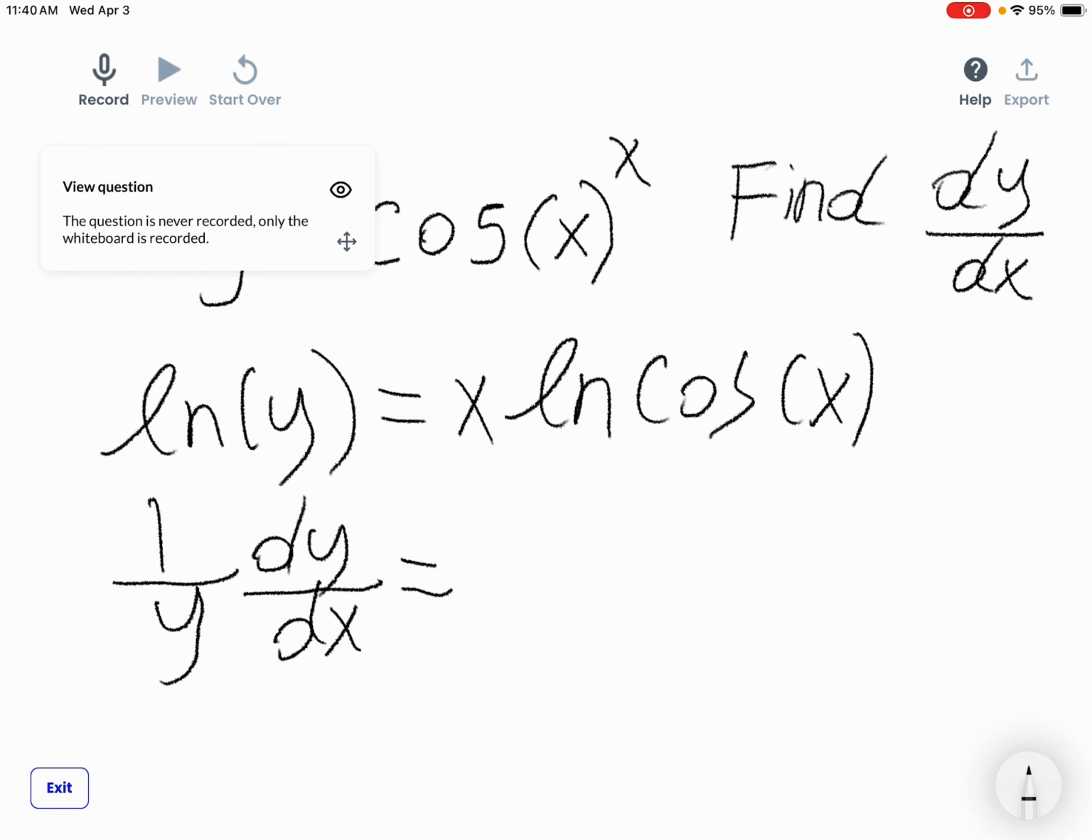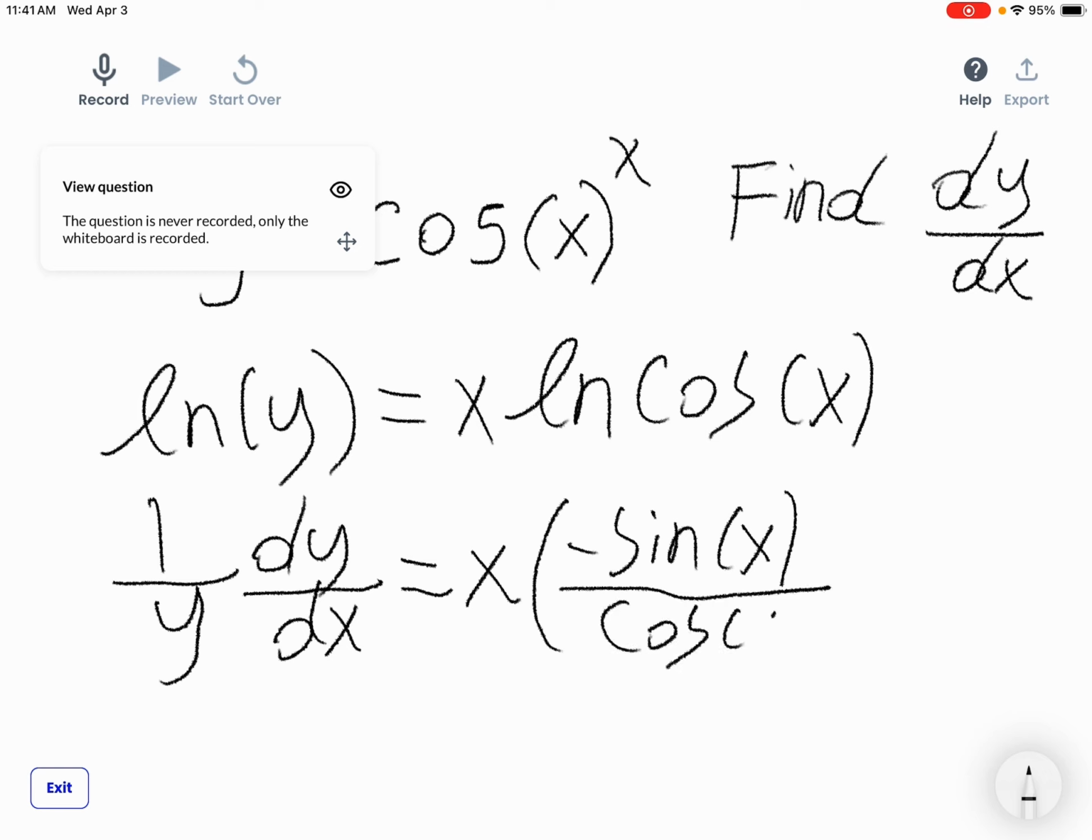Now, on the right side, we have a product: x times the natural log of cosine of x. So we're going to use the product rule, which says we take the first, x, times the derivative of the second. The derivative of the natural log of cosine of x is again a chain rule. Natural log of blob gives 1 over the blob, so 1 over cosine of x, but then times the derivative of the inside, and the derivative of cosine, remember, is negative sine. So we get negative sine of x over cosine of x. We have x times negative sine of x over cosine of x.